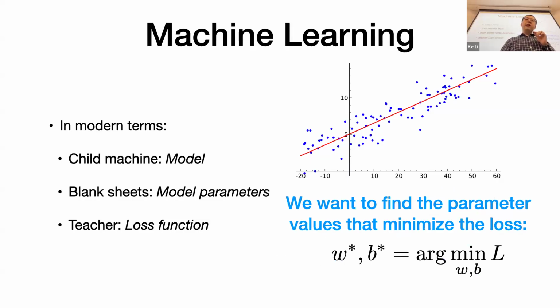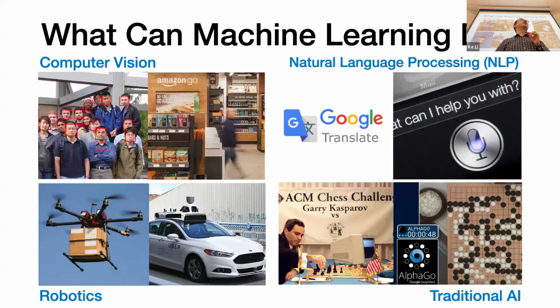So at the end of the day, after we tried all the different kinds of models, we can essentially come up with the best model, which in this case is the line of best fit. Now, what can machine learning do? You can do lots of things. Really, it underlies pretty much all of AI.